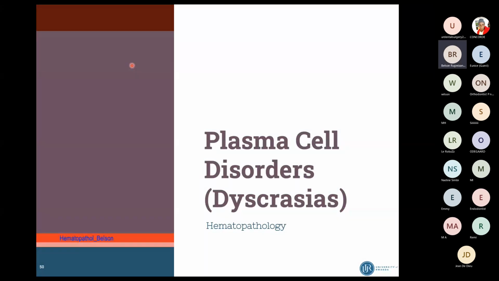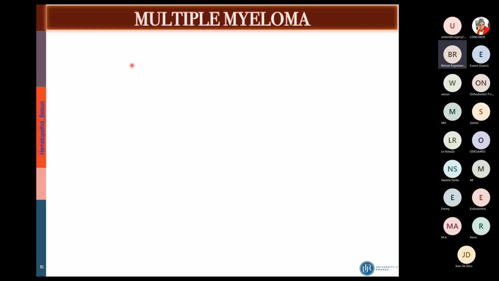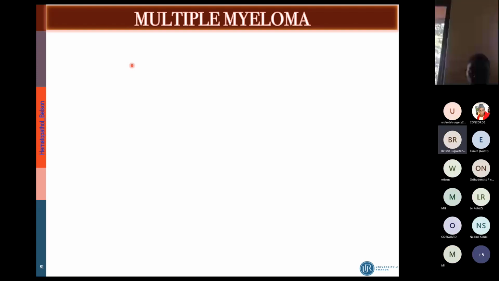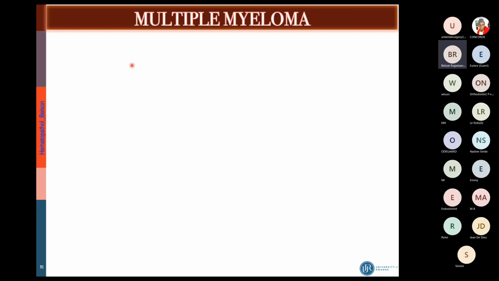So this next part is the plasma cell disorders, cancers arising from plasma cells. We have plasmacytoma, where we see one mass of abnormal plasma cells. When we see many regions in different places, it is called multiple myeloma. But there are other characteristics, as we shall see.